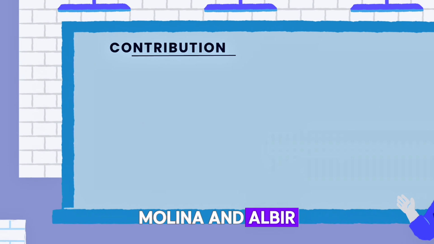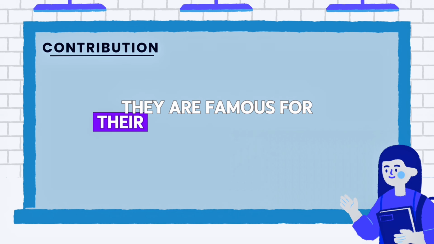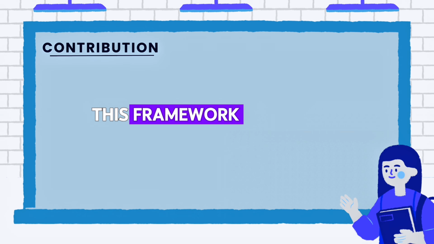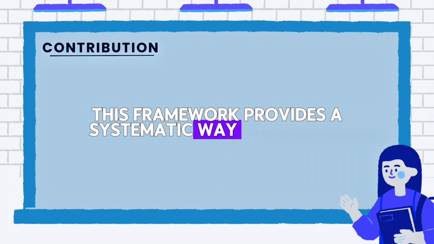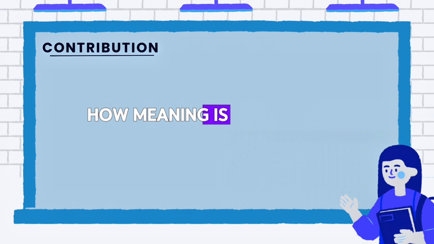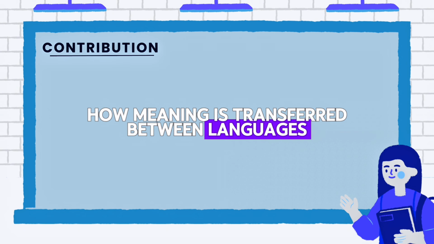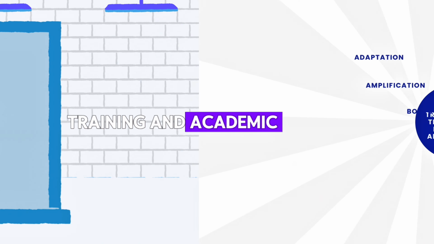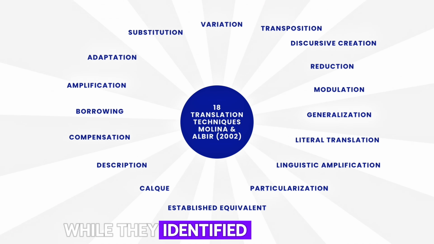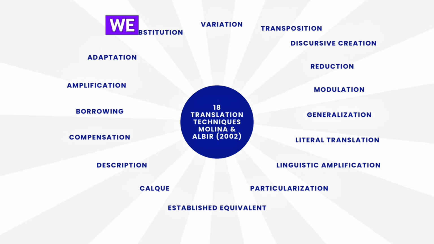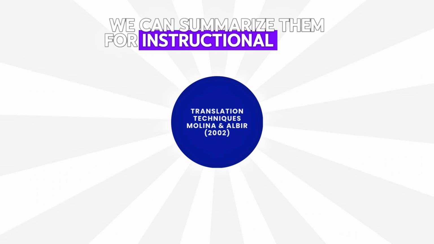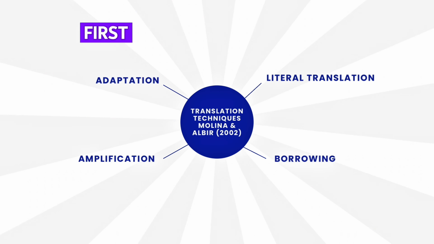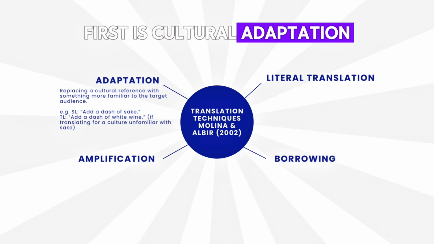Molina and Albir. They are famous for their detailed framework of 18 translation techniques. These frameworks provide a systematic way to analyze how meaning is transferred between languages and are widely used in translator training and academic research. While they identified 18 techniques, we can summarize them for instructional texts like recipes into four main categories. First is cultural adaptation.